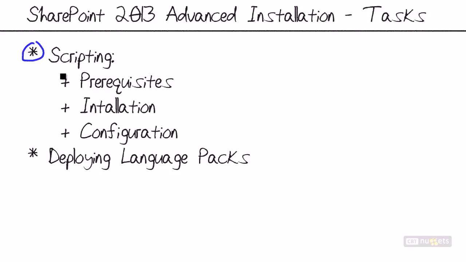So we know about scripting out the prerequisites and the server role installation, the binary load, and the two phases of configuration, the config wizard, and then the farm config. You also understand how to obtain language packs and install and use those in a SharePoint Server 2013 farm.